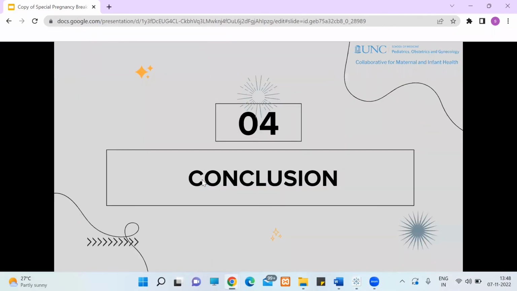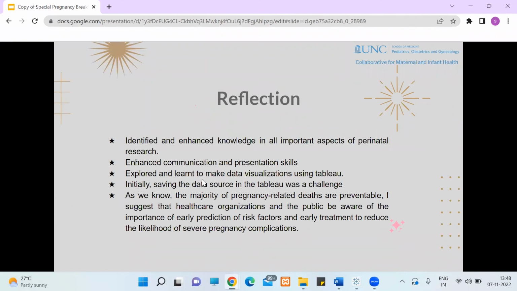Coming to the conclusion, I have learned a lot from this internship. I have enhanced my knowledge in many aspects of perinatal research. I was able to conduct an in-depth research study on the leading causes of pregnancy-related deaths. I was able to identify the communities that are impacted, what the outcomes are, how it can be prevented, what the trends are, and what the research gaps are. Giving presentations to the team on perinatal research topics also enhanced my communication and presentation skills.